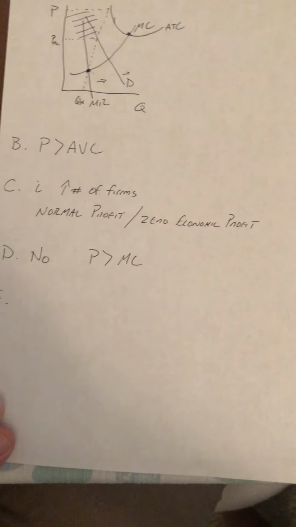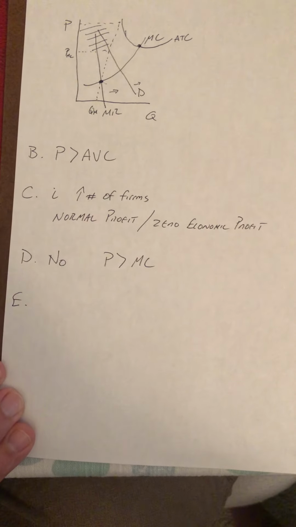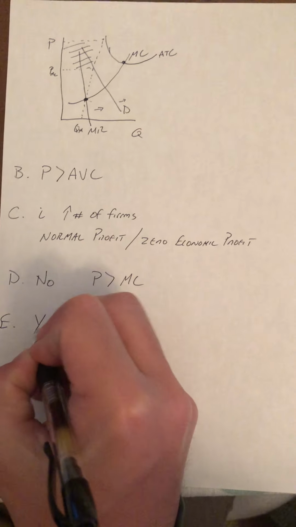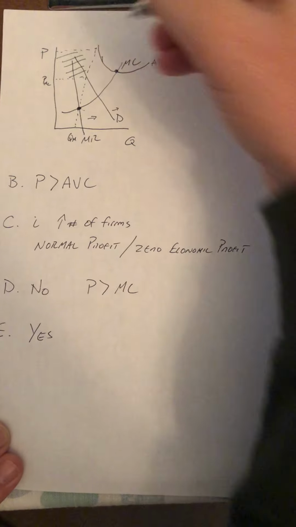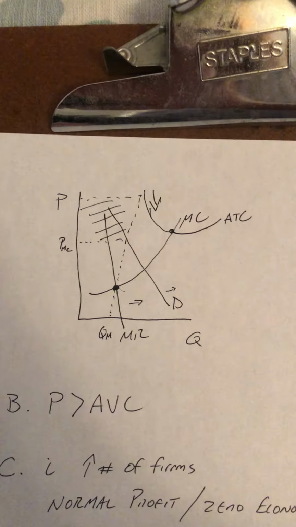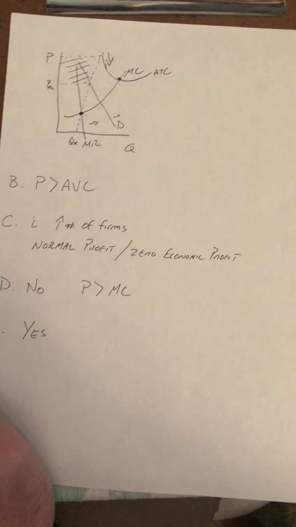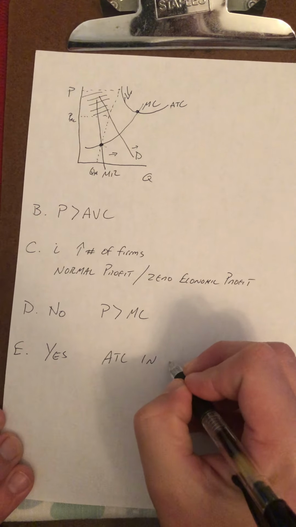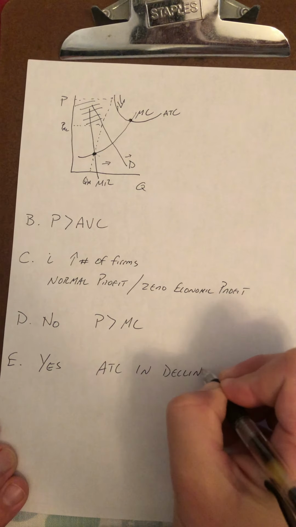For letter E, in the long run, will the company be operating in a region where economies of scale exist? The answer is yes. With economies of scale, it's the part of the average total cost curve where it starts to decline. So obviously they are in an area where average total cost is declining. So ATC is in decline. And that's how you answer that question.